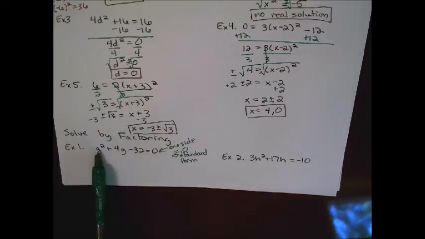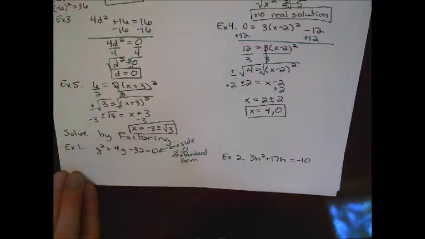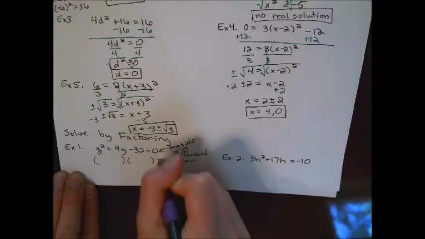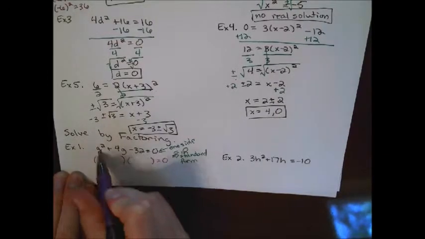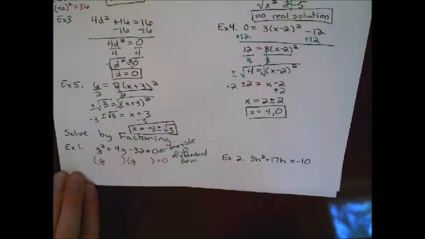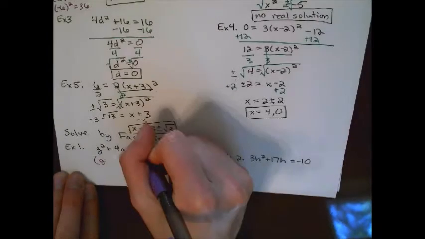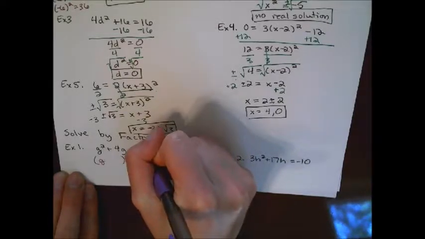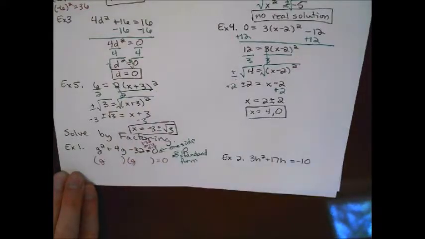Let's look at our quadratic, g squared plus 4g minus 32. Can we factor this? Well, we're going to make our 2 sets of parentheses. To get g squared, it's going to be g times g. For -32, we have 1 times 32, 2 times 16, 4 times 8. A lot of you might have already gotten it. It's 4 and 8.